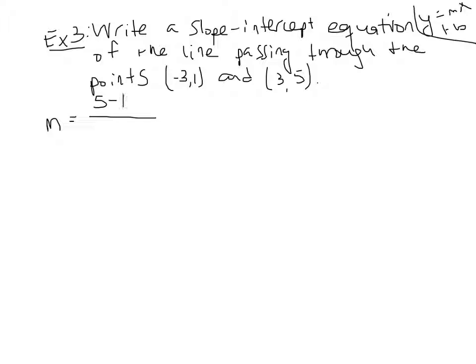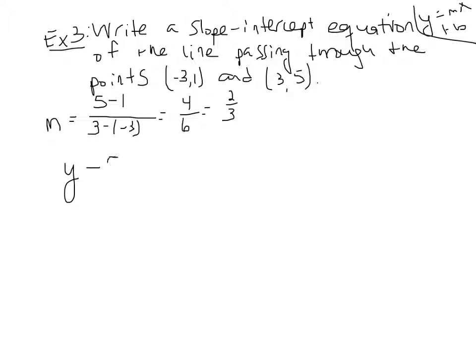So let's do that. 5 minus 1 over 3 minus negative 3. 5 minus 1 is 4, 3 plus 3 is 6. The fraction reduces to 2/3. So let's take a look at what we have now. Now we actually have a slope, and we have 2 points. So we can now use the point-slope equation. Which point should we pick? First one, second one? What do you think? Doesn't matter. I'll pick the second one, and I will use the point-slope equation.